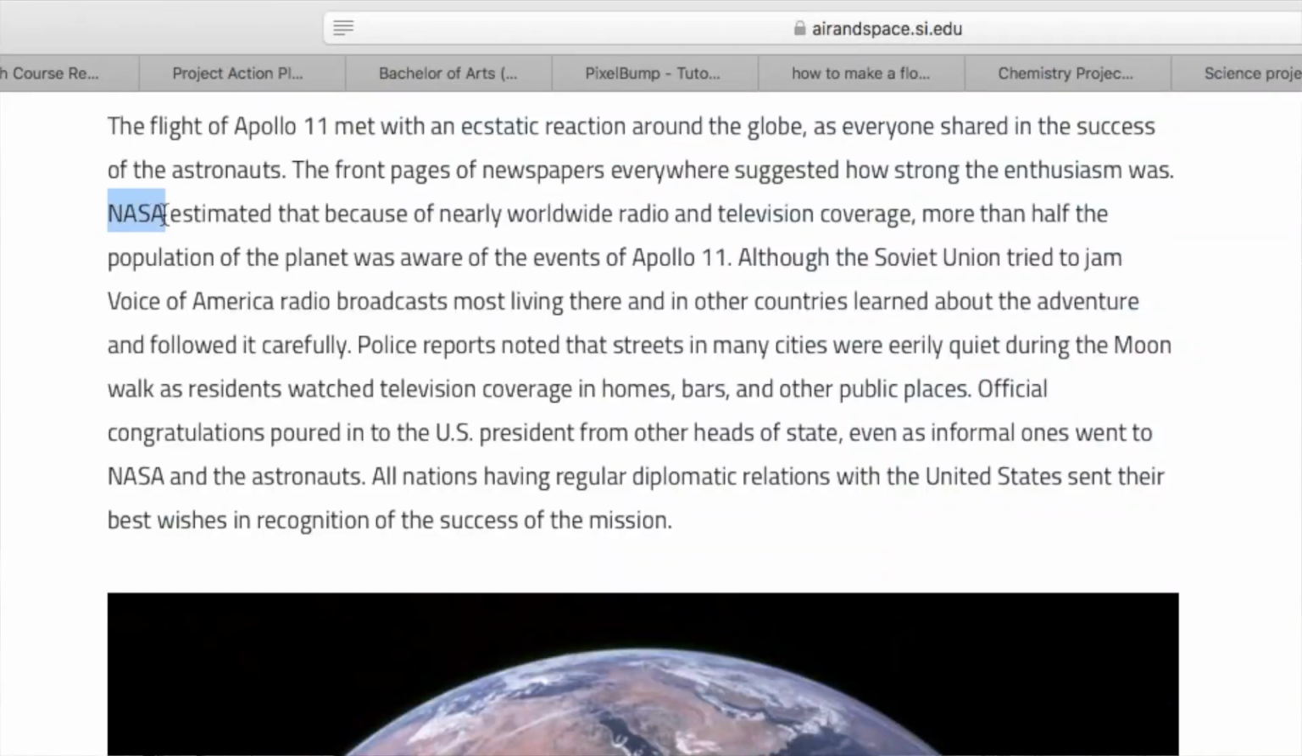In 1969, Neil Armstrong became the first man to walk on the moon, still having the accessibility to communicate back to Earth. And the reason I'm mentioning Apollo 11 is because this was a really big event back in the day. Because you see, the Smithsonian Museum stated, NASA estimated that because of nearly worldwide radio and television coverage, more than half the population of the planet was aware of the events of Apollo 11.